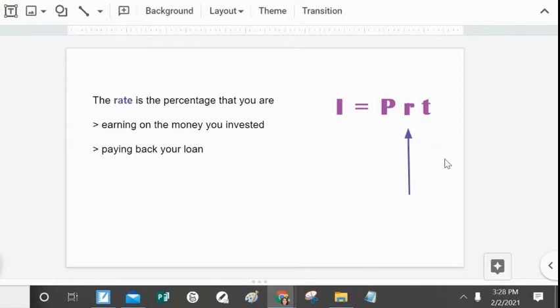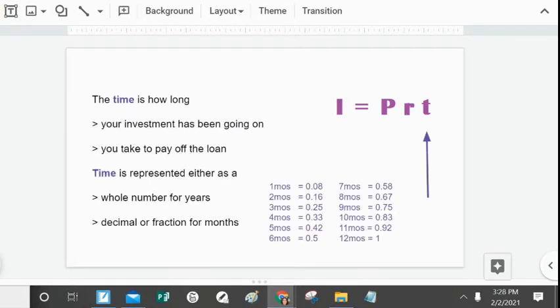R stands for the interest rate as a percentage. In our equation, however, we're going to convert that either into a decimal or to a fraction. T stands for time. How long is your investment? How long are you going to take to pay off your loan?